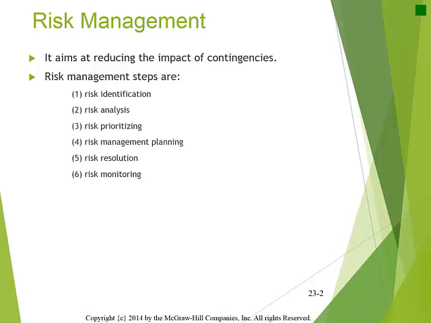As proposed by Barry Boehm, risk management involves the following 6 activities. 1. Risk identification. 2. Risk analysis. 3. Risk prioritizing. 4. Risk management planning. 5. Risk resolution. And 6. Risk monitoring.